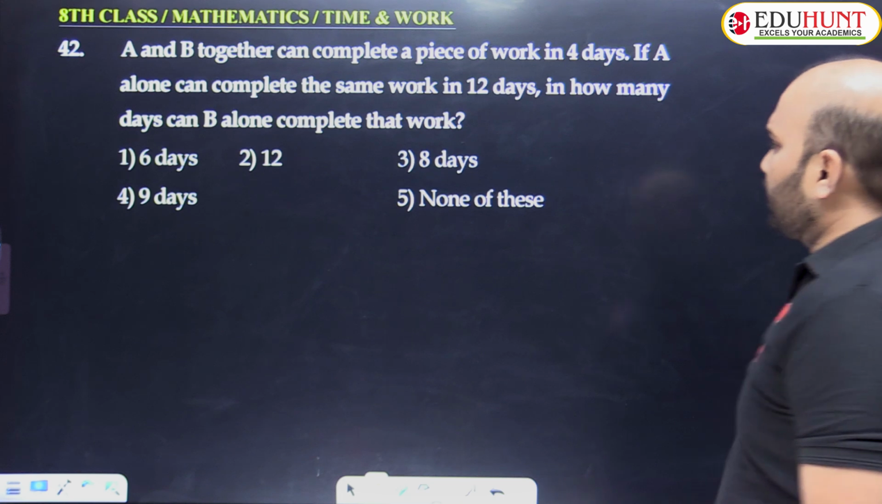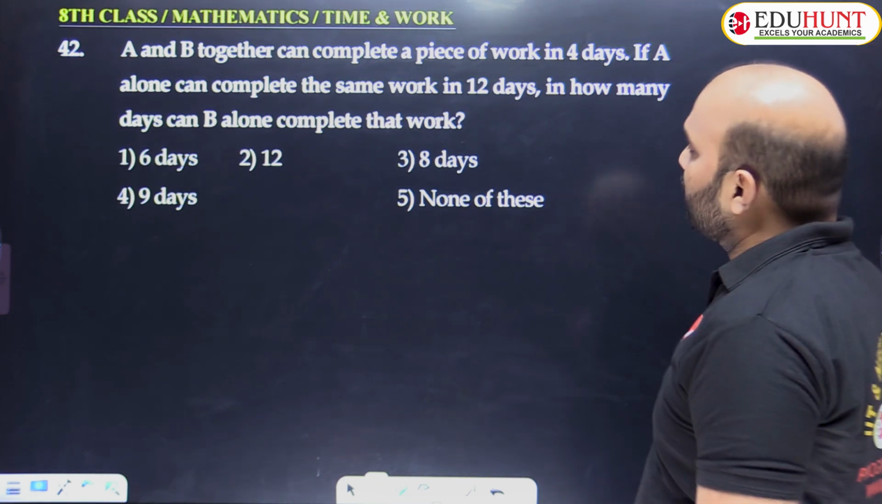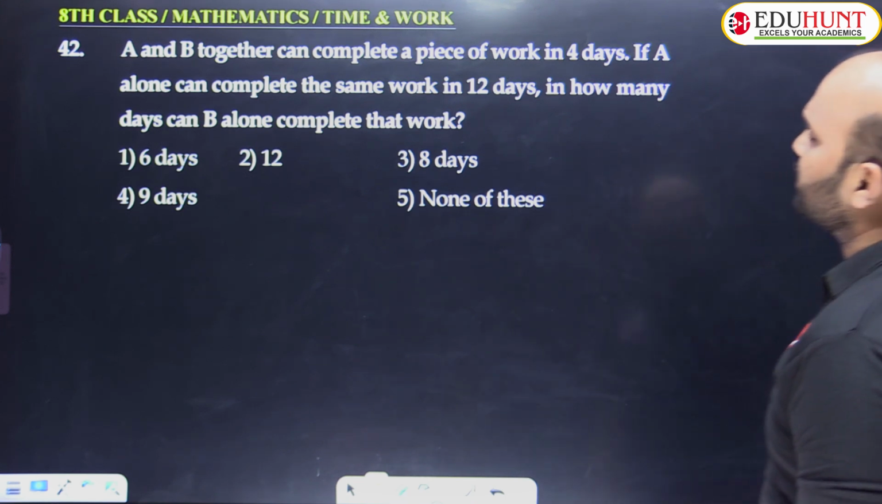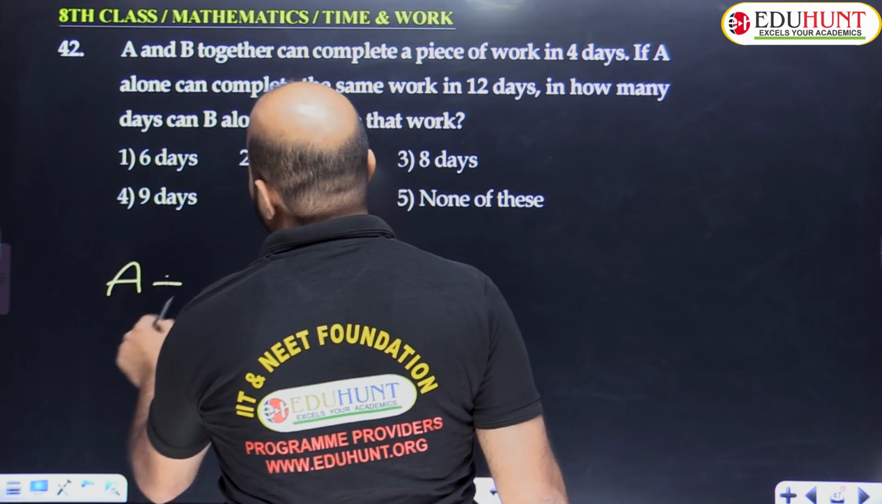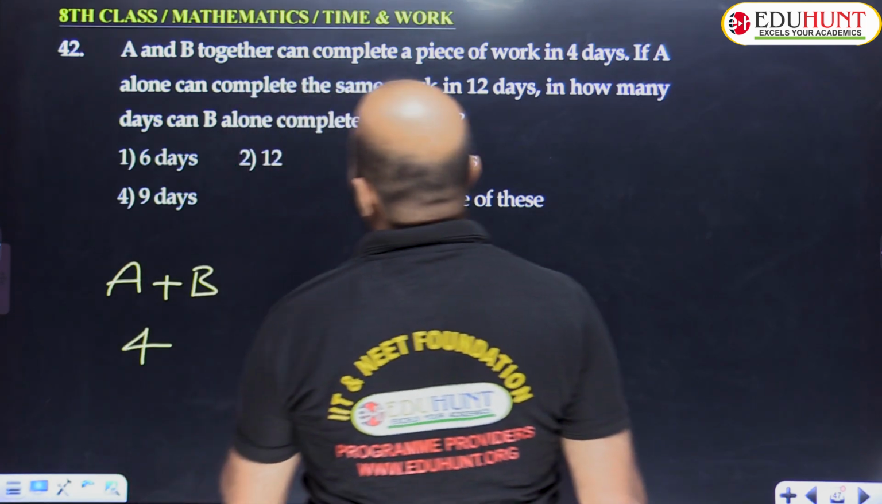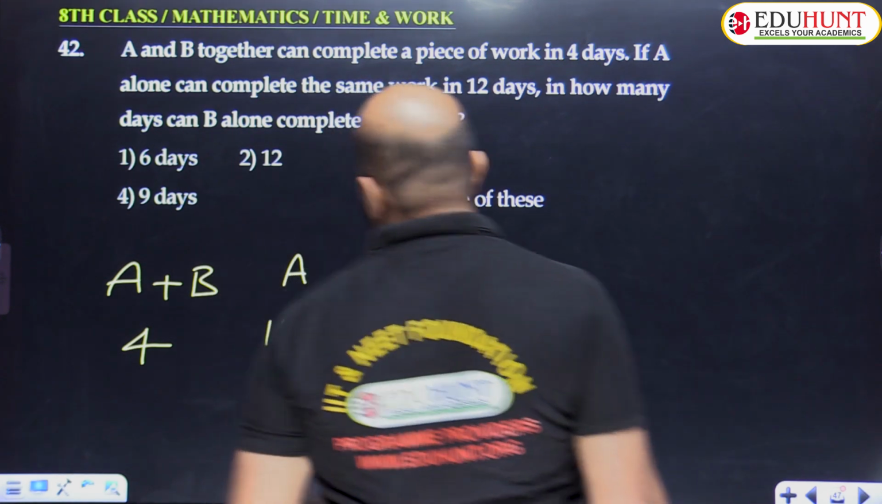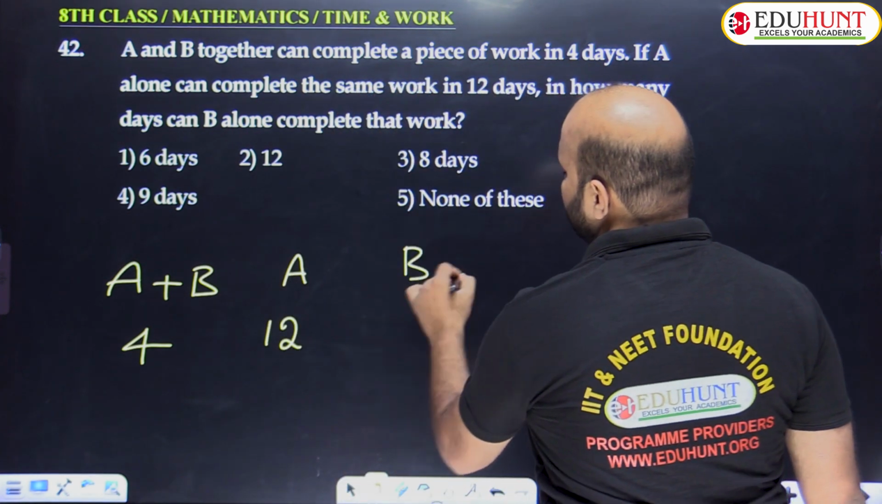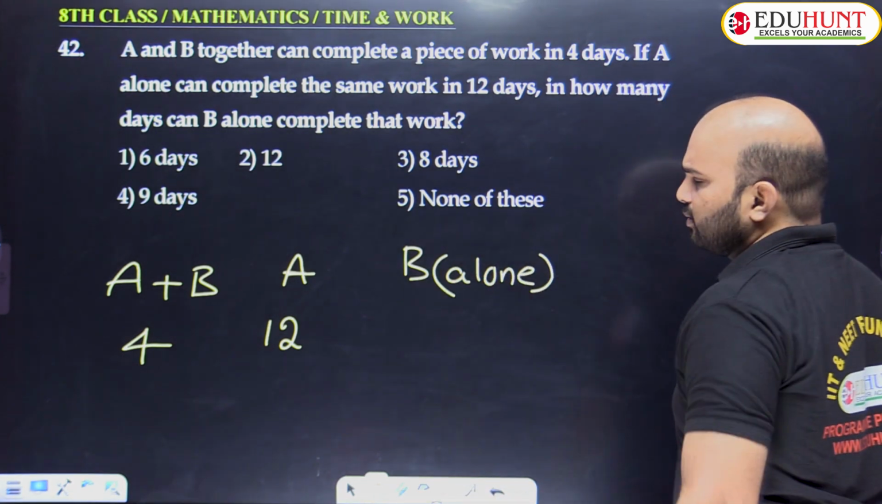A and B together can complete a piece of work in 4 days. If A alone completes the same work in 12 days, in how many days can B alone complete the work? So initially what is given: A and B together can complete a work in 4 days, and A alone can complete the work in 12 days. But the question I am asking is, B alone can complete the work in how many days?